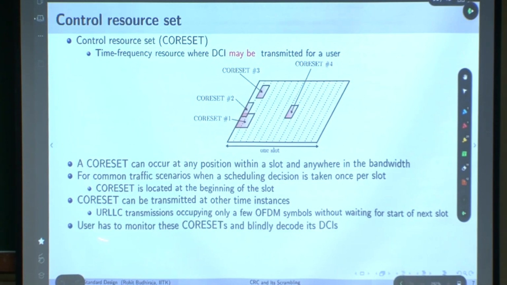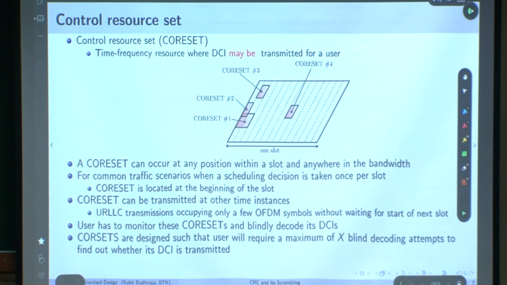Now, what is the technical term? The UE has to monitor these CORESETs. Okay, it has to keep checking these CORESETs to see whether DCI is coming or not, and blindly decode its DCI. I gave you a brief idea of how this blind decoding is done.